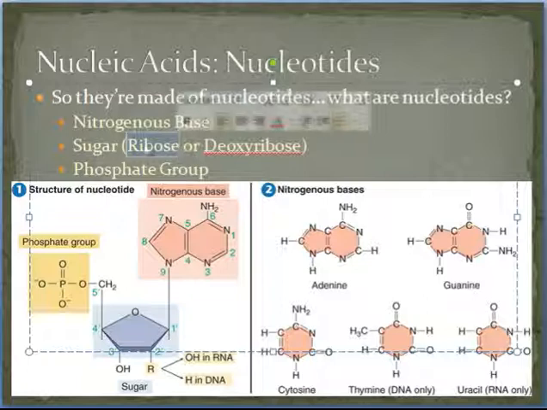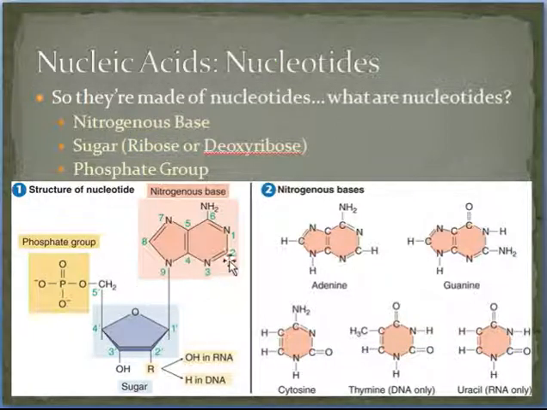Deoxyribonucleic acid, DNA, versus RNA, ribonucleic acid. We have ribose instead of deoxyribose. But here we have a picture, the nitrogenous base, in pink. And over here we have examples of different possible nitrogenous bases attached to a sugar. This sugar can either be ribose or deoxyribose, and our phosphate group in yellow. And when you take a bunch of these and string them all together, you can make DNA or RNA.